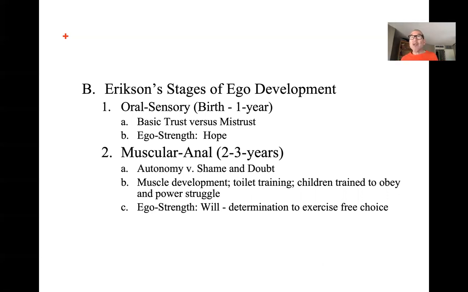Now, if they can develop basic trust, the personality or ego strength that develops is one of hope. Because if the world is predictable and consistent, you will be optimistic and you will see a positive outcome down the road. You'll be able to be hopeful. The next stage is the muscular anal, and that lasts between ages 2 and 3. It's muscular referring to the development of motor movement like walking and grabbing and touching things, be it people or objects.